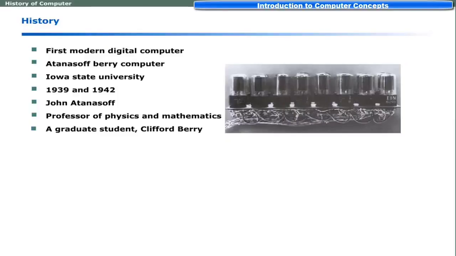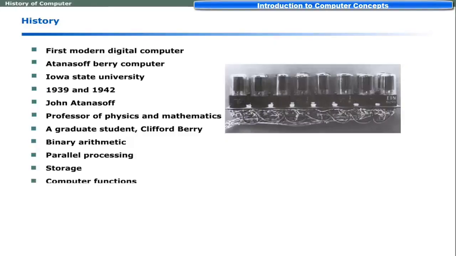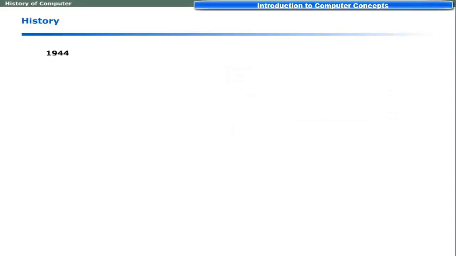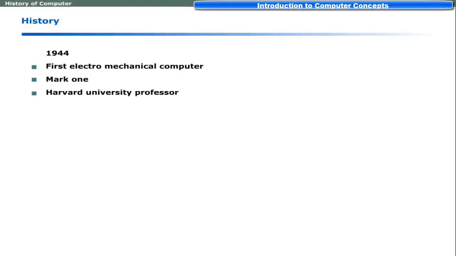This machine included many features like binary arithmetic, parallel processing, storage, and computer functions. It weighed about 750 pounds and could store about 3,000 bits of data. In the early 40s, the first electromechanical computer, Mark I, was developed by Harvard University professor Howard Aiken. IBM sponsored the development of this huge machine.